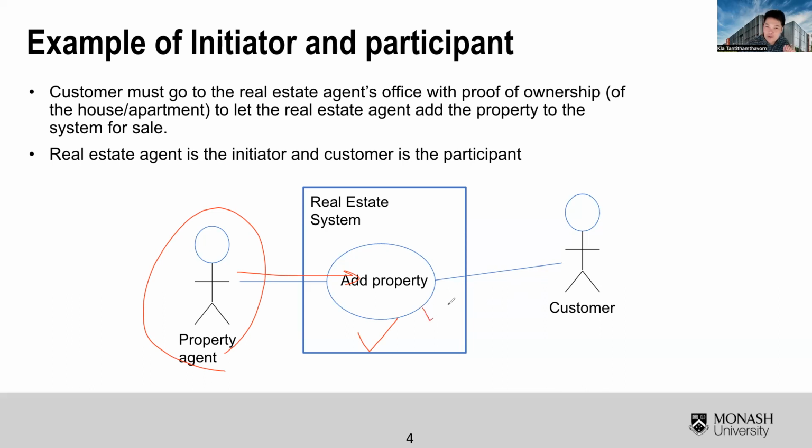And once they are created, they are added, then we as a customer can look at the property list, okay? Look at the listing. Which one is available, which one is ready for sale, which one is ready for lease or whatever, okay? Yeah, that's an example of the initiator and the participant.